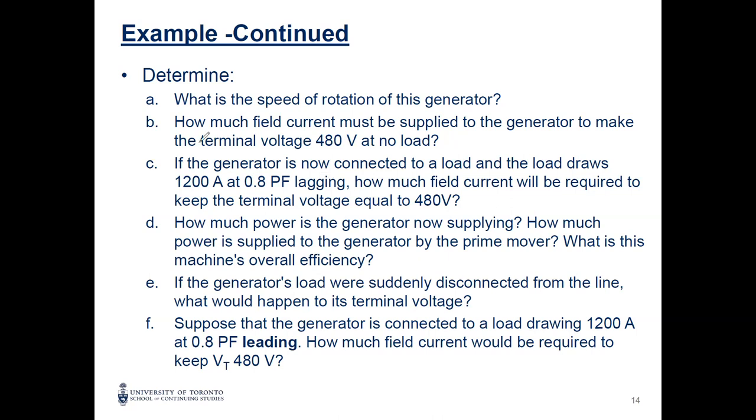So the first point is asking what is the speed of rotation of this generator. We already discussed at the beginning of this session, frequency equals P, number of poles, times N in RPM, over 120. This one is very important. So frequency, which is usually 60 or 50.